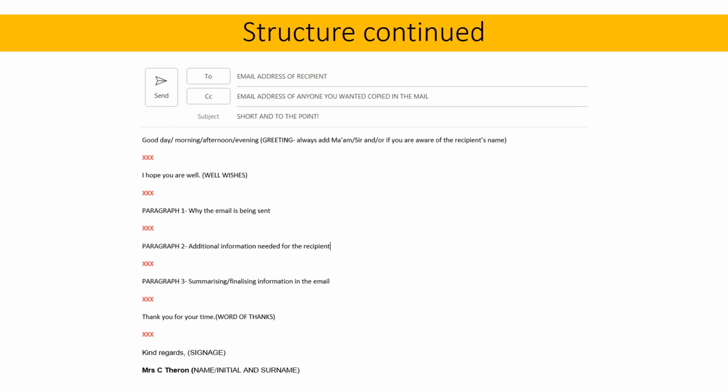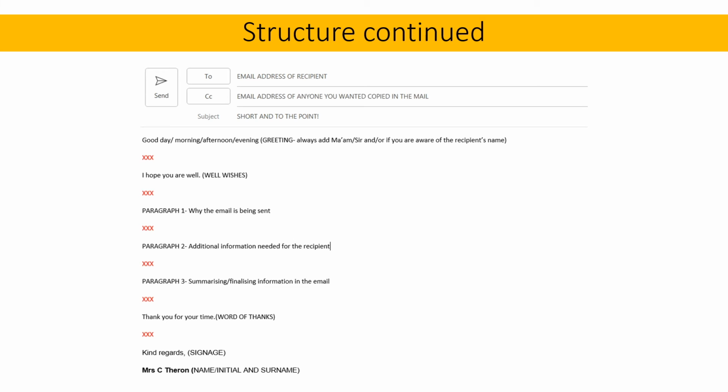Then you skip a line, and you start off with, I hope you are well. These are the well wishes. This is just common courtesy. Then you skip a line, and you start off with paragraph 1, why the email is being sent. Then you skip a line, start off with paragraph 2. Any additional information that you need to explain to the recipient. And then you skip a line, start off with paragraph 3, where you summarize and finalize any information that you've sent in the email.